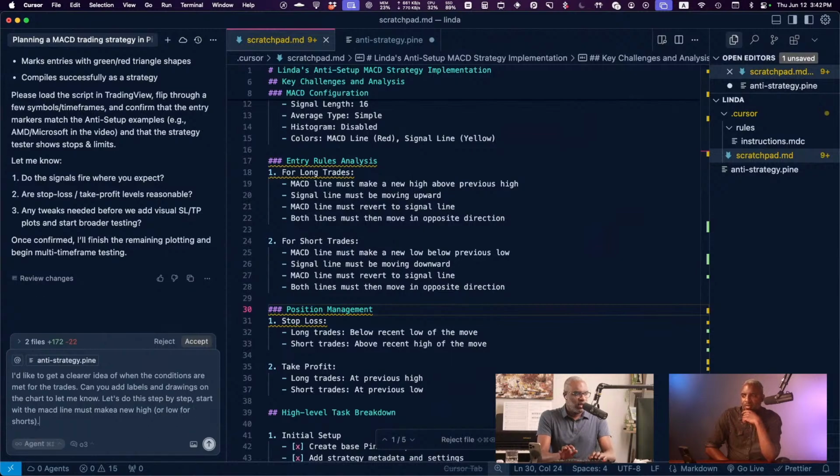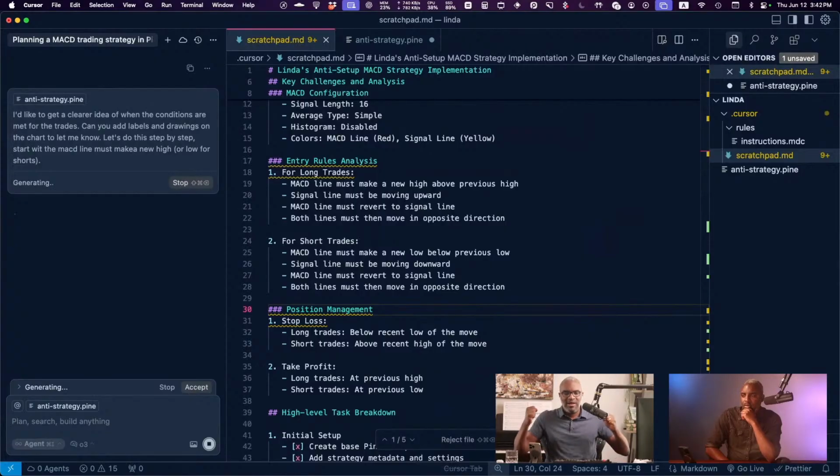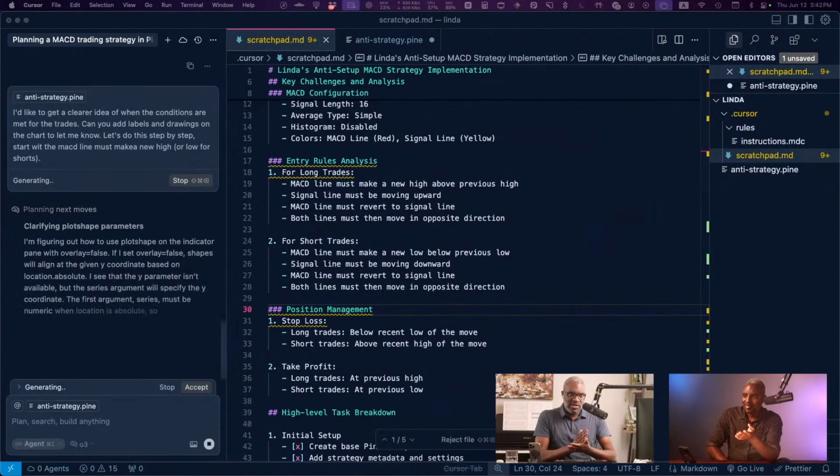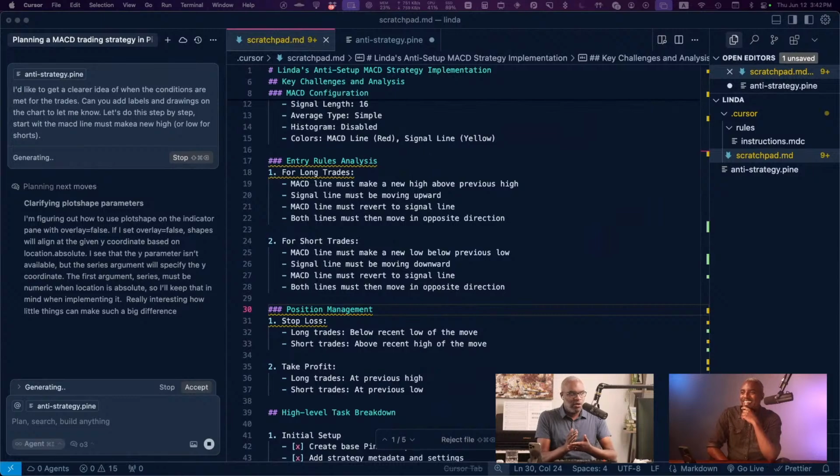This is one of my pet peeves when I watch YouTube videos. People who mumble to themselves when they're writing. Just write it out and then read it all. I like to get a clear idea of when the conditions are met for the trades. Can you add labels and drawings on the chart to let me know? Let's do this step by step. Start with the MACD line. Must make a new high or low for shorts. That's what you do. We're just reading it out as you go. Okay, I'll take the criticism. I'll modify for the future. You check your tone.